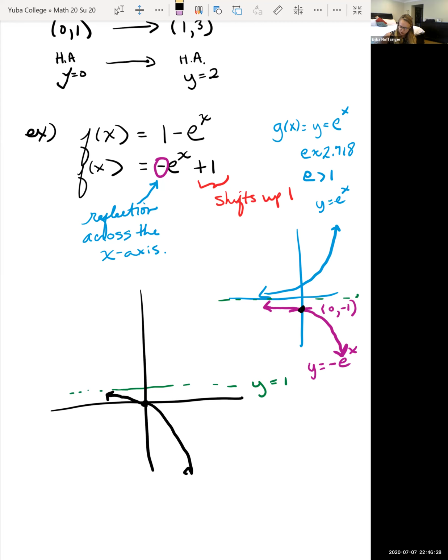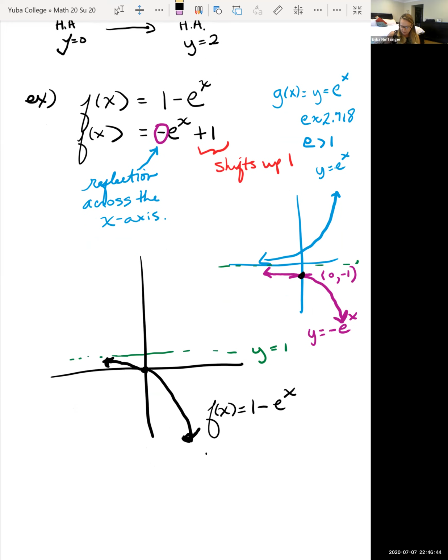And so we got the general shape of what our graph looks like. We have our y-intercept, and actually our x-intercept too, at (0, 0). Our horizontal asymptote is the line y equals 1. We have our range, and the range has changed. We're hitting all y values from negative infinity all the way up, but not including 1.